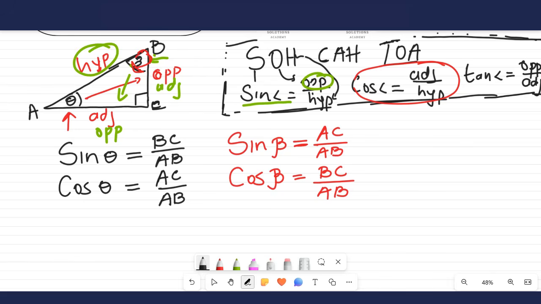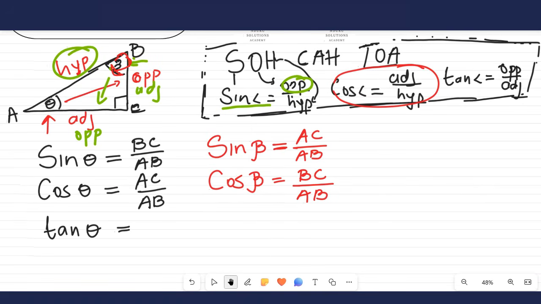We do the same thing for tan. The tan of any angle is the opposite over the adjacent, and as far as theta is concerned, the opposite is BC, and the adjacent side is AC.